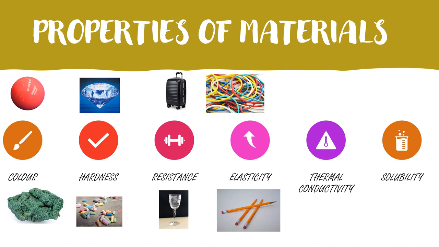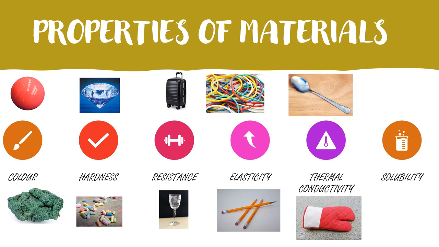Elasticity means that we can stretch an object and it goes back to the same shape. So the elastic bands are elastic. They have a lot of elasticity, but the pencil doesn't have any elasticity because it doesn't come back to the same shape. If we try to bend it, we break it.